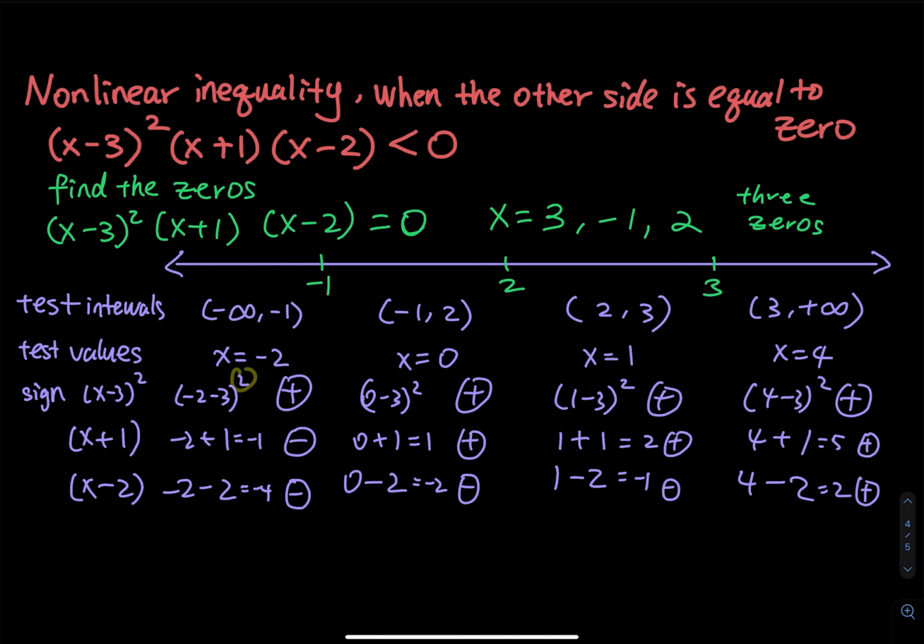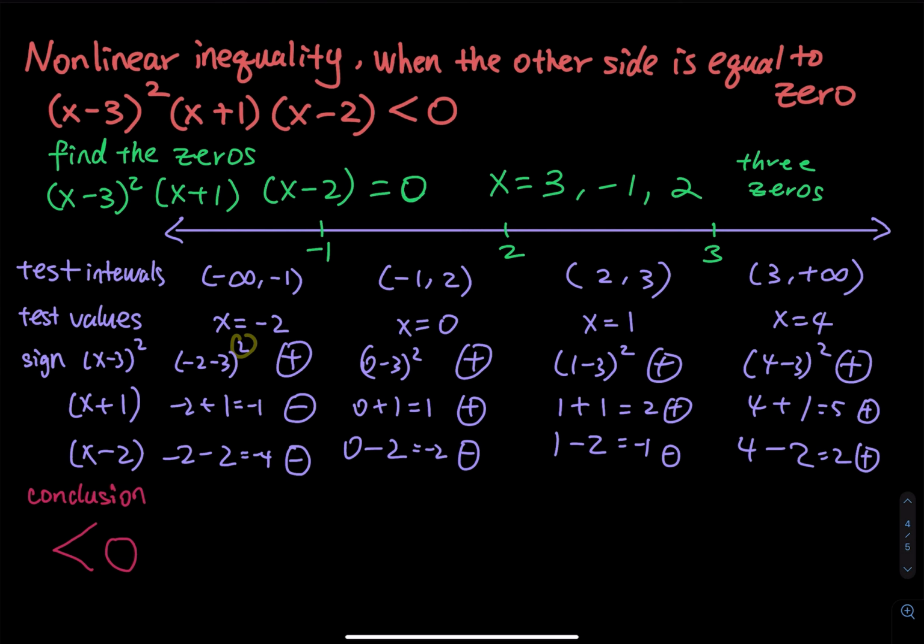So let's draw our conclusion. So, conclusion of what? Remember this, we have the whole thing less than 0. You see that? We have the entire line less than 0. Less than 0 means what? What kind of number is less than 0? Negatives, right? So we have a positive times negative, that will be a positive.